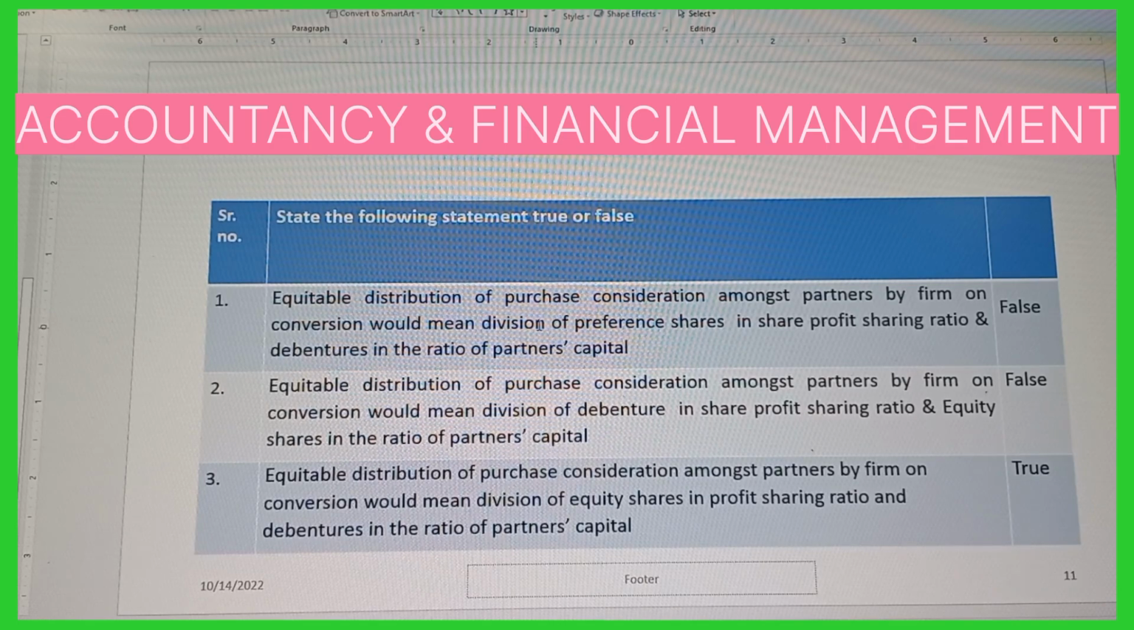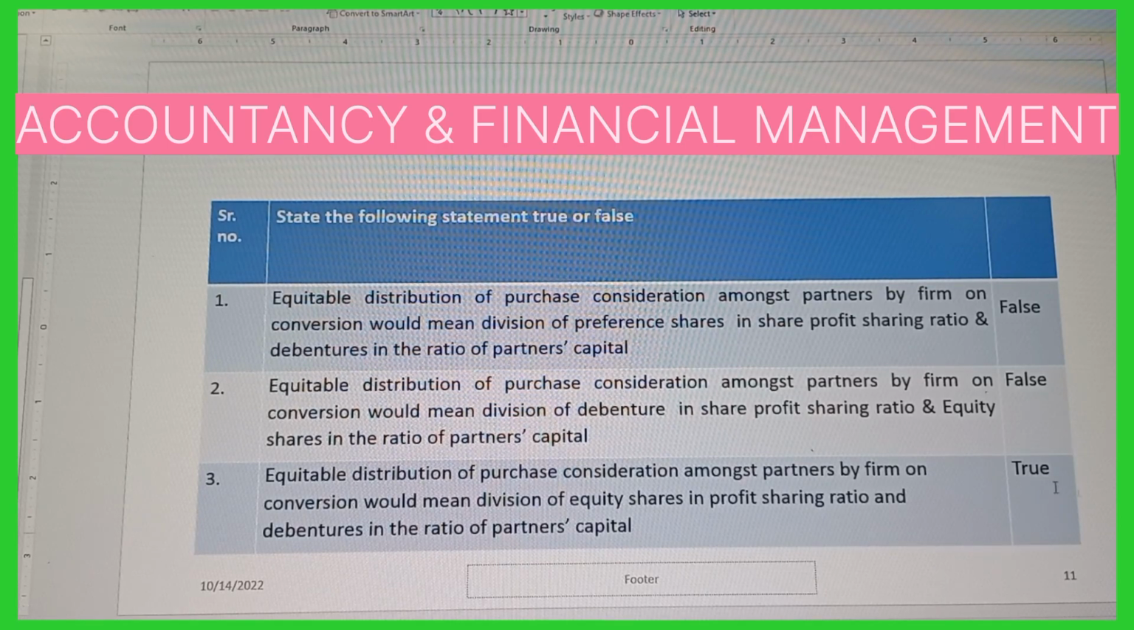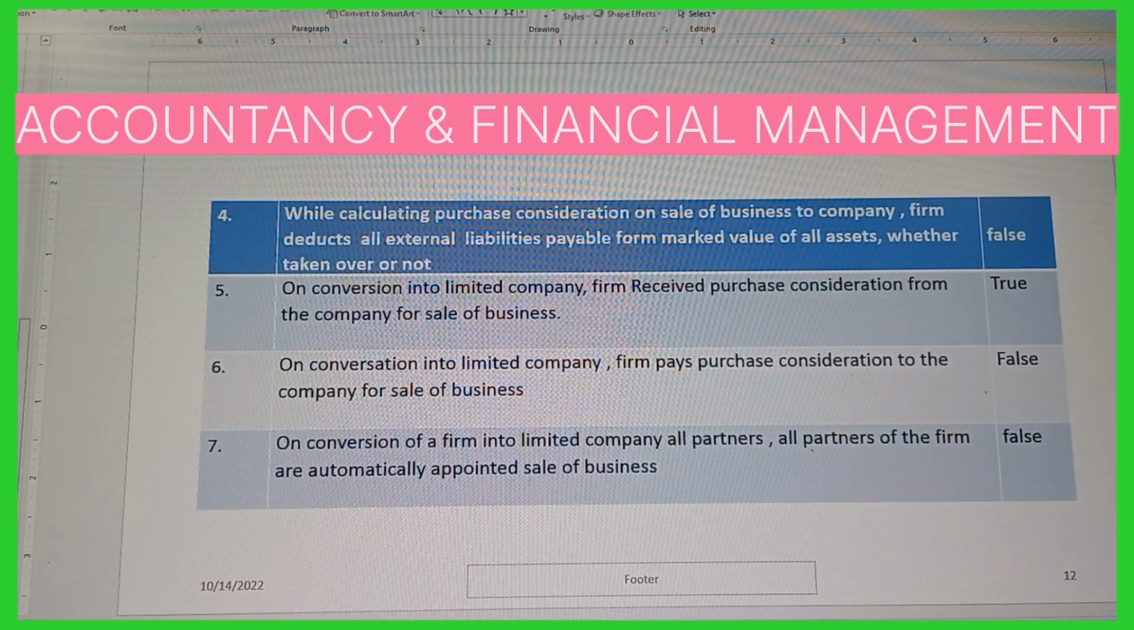Third, equitable distribution of purchase consideration amongst partners by firm on conversion would mean division of equity shares in profit sharing ratio and debenture in ratio of partners' capital. Yes, answer is true, because debentures and preference shares are always divided in the partners' capital sharing ratio and equity shares are always divided in profit sharing ratio. So here answer is true.